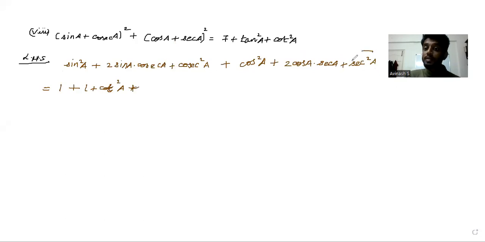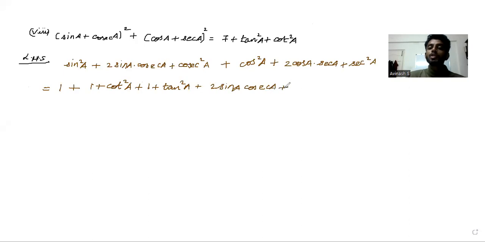For sec square a also, we know an identity which is 1 plus tan square a. Just a minute. So I repeat, sin square a plus cos square a has become 1. Cosec square a is nothing but 1 plus cot square a. And sec square a is nothing but 1 plus tan square a. And the other terms that we are left with are 2 sin a cosec a and 2 cos a sec a.